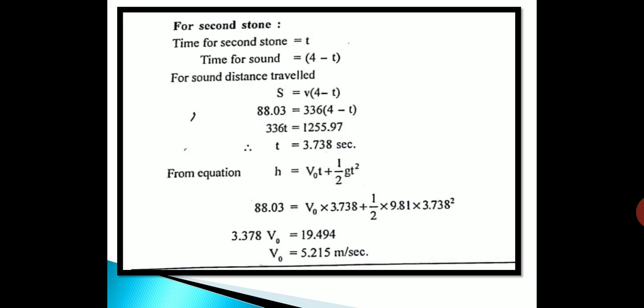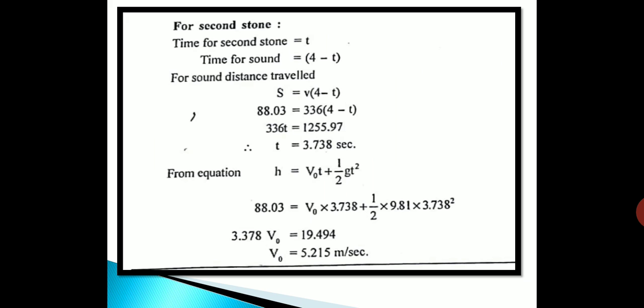Therefore, from the equation h is equal to v0 t plus half g t square. Here h is nothing but s, the depth at which water lies, that is 88.03. v0 is the velocity with which the second stone is thrown, we don't know. t is the time taken by the second stone to reach the water surface, which we have found as 3.738. Half into g into t square. We get v0 as 5.215 meters per second.